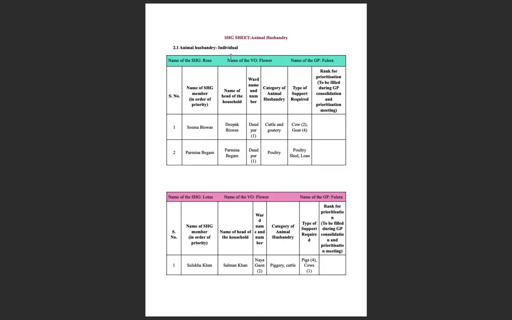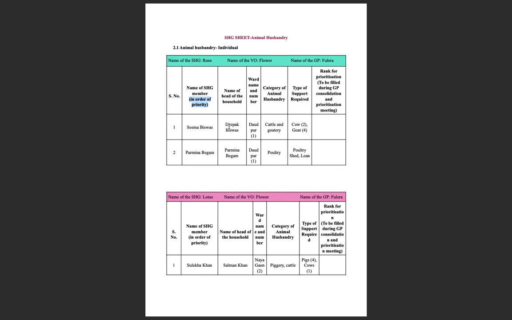Now I will show you how to fill the SHG sheet for animal husbandry. Here first we will do it for individual animal husbandry, that is for the SHG members who want to take up individual animal husbandry. So here again there are 7 columns, serial number being the first. In the column of name of SHG member, we will write the name of the SHG member who is interested in doing individual farming. Again, it has to be written in the order of priority, that is the person who needs it the most has to be given the first rank here.